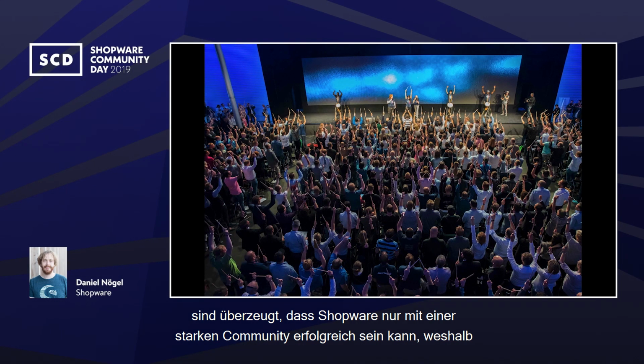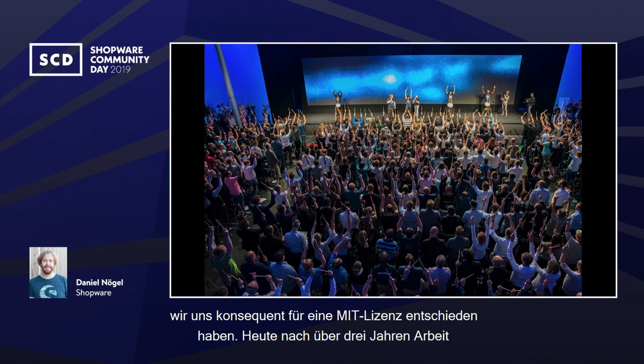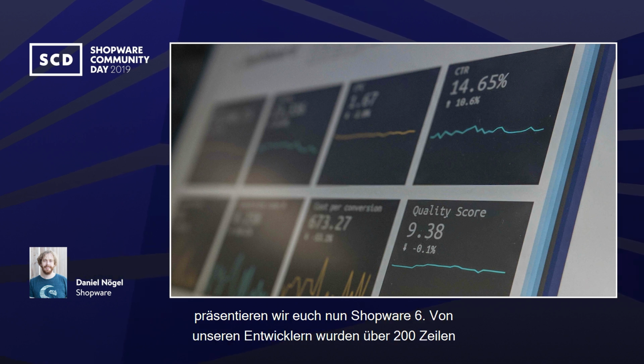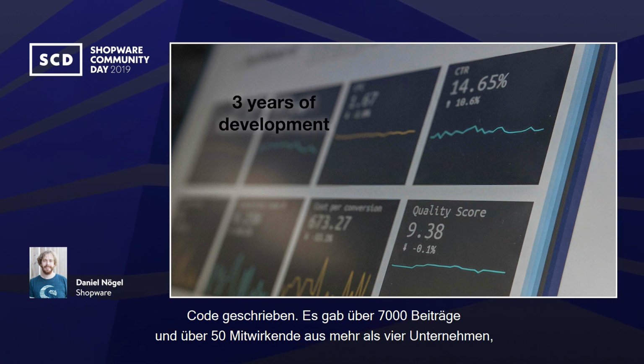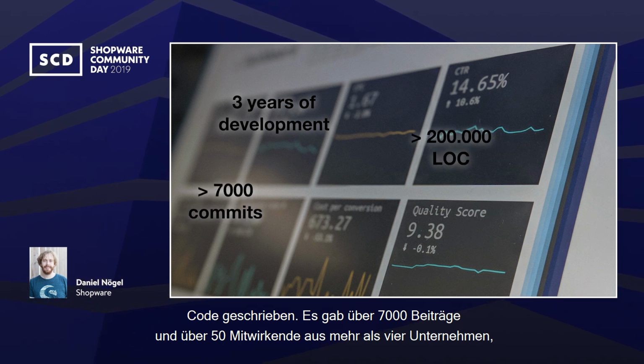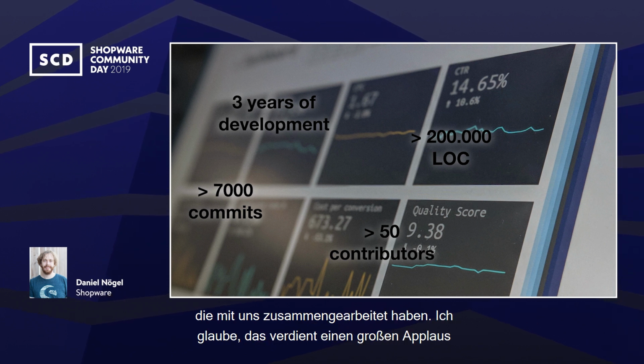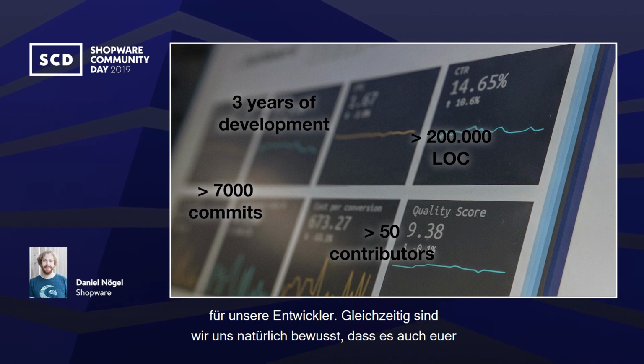We are convinced that Shopware can only be successful with a powerful community, and therefore we went full MIT. So today, after more than 3 years of work, we are presenting Shopware 6. Over 200 lines of code have been written by our developers, more than 7,000 contributions, and more than 50 contributors from more than 4 companies that have been working together with us. So, and I think this is worth a big round of applause for our developers.